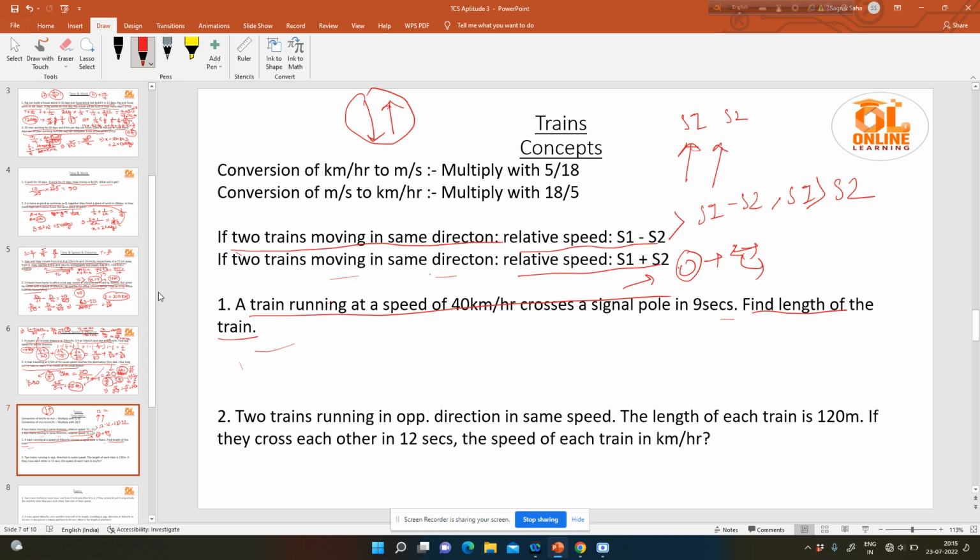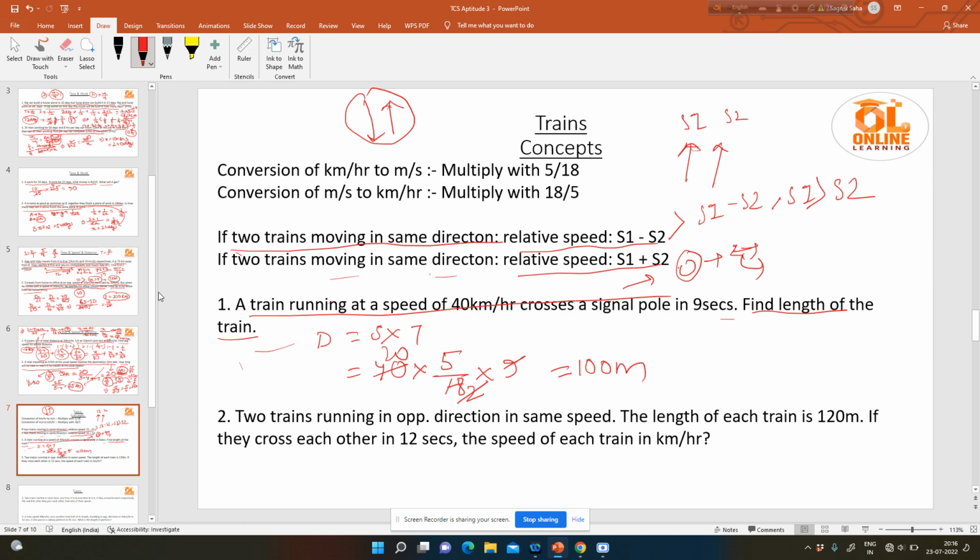We know length means the distance, and distance is equal to speed into time. The speed is in kilometer per hour and the time is in seconds. So to convert 40 kilometer per hour into meter per second, it would be 40 into 5 by 18 into 9, and if we cut, it would be 20 into 5. What is the length of the train? It is 100 meters.